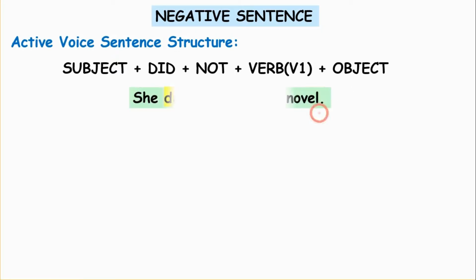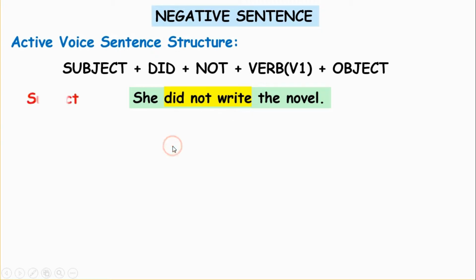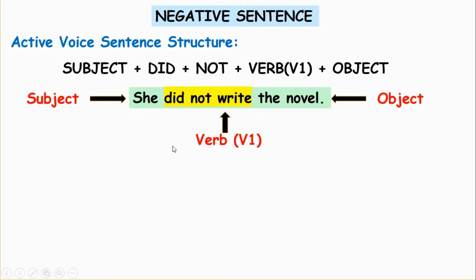Okay, and sentence: she did not write the novel. Okay, so she is the subject here. Did not V1, write. Okay, she did not write. The novel is the object. Okay, subject is she, object is the novel, and verb V1 is write. Okay, so subject plus did plus not plus V1 plus object. This is the active voice structure of negative sentence.